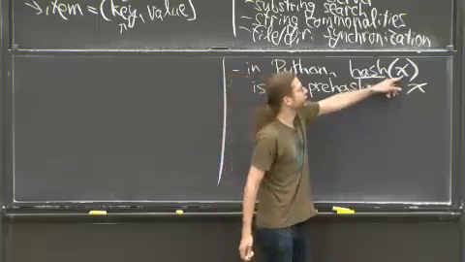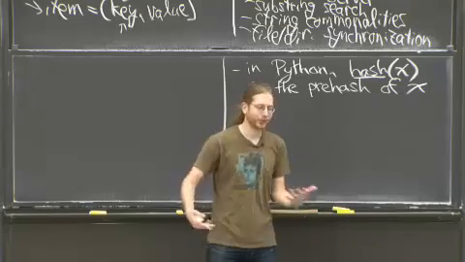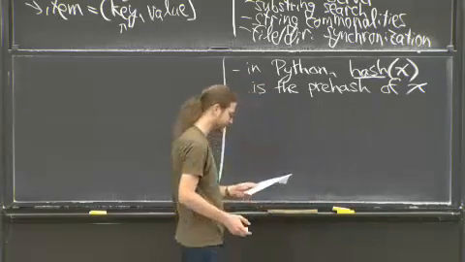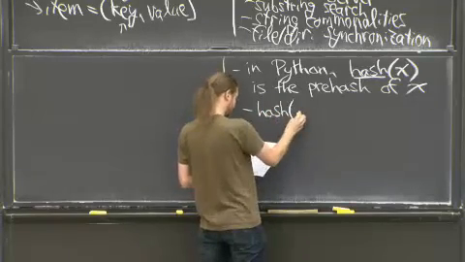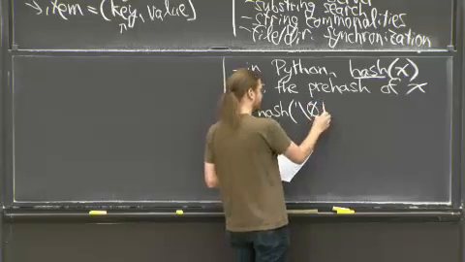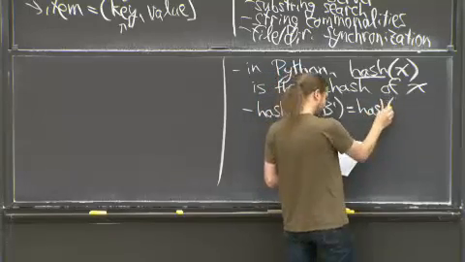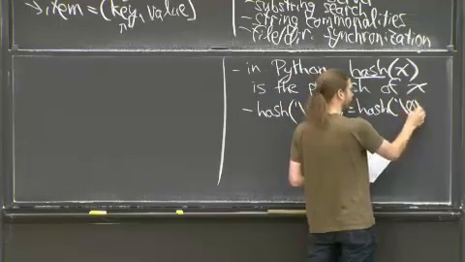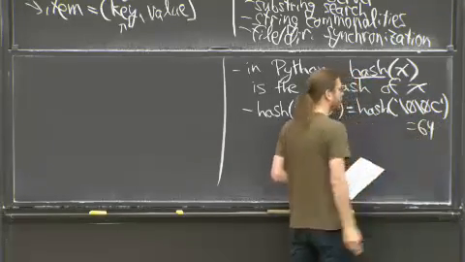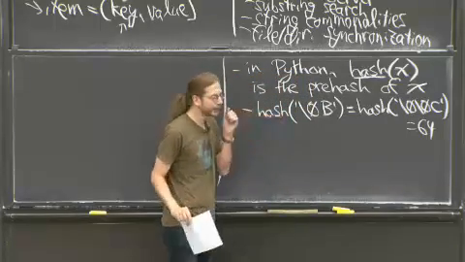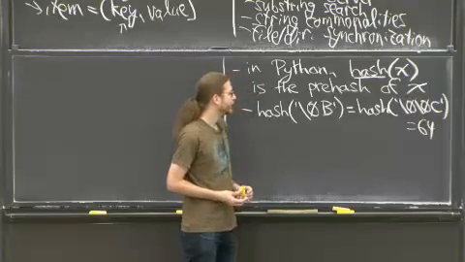So, for example, if you give it an integer, it just returns the integer. That's pretty easy. If you give it a string, it does something. I don't know exactly what it does, but there are some issues. For example, the hash of the string \0 capital B is equal to the hash of \0 capital C, 64. It's a little tricky to find these examples, but they're out there.